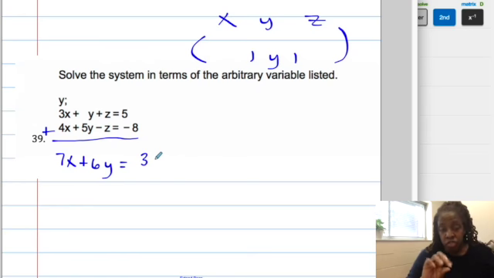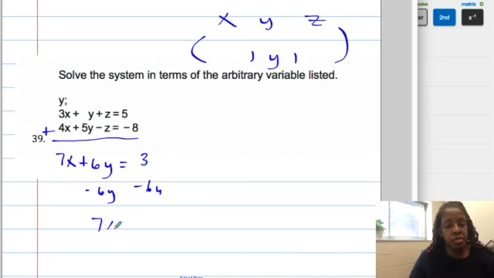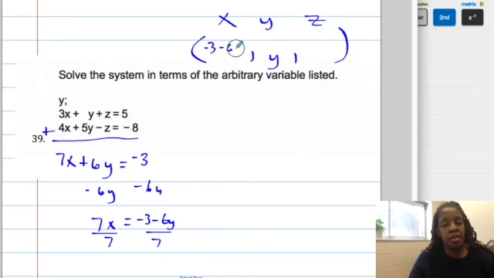So now that we've added the two together and we eliminated the z, don't eliminate the y because that's your arbitrary variable, we're going to solve this equation for x because that's what we want to find out. So subtract 6y on both sides, and we end up with 7x is equal to negative 3 minus 6y. All I have to do is divide by 7, and everything's beautiful. I have negative 3 minus 6y over 7.